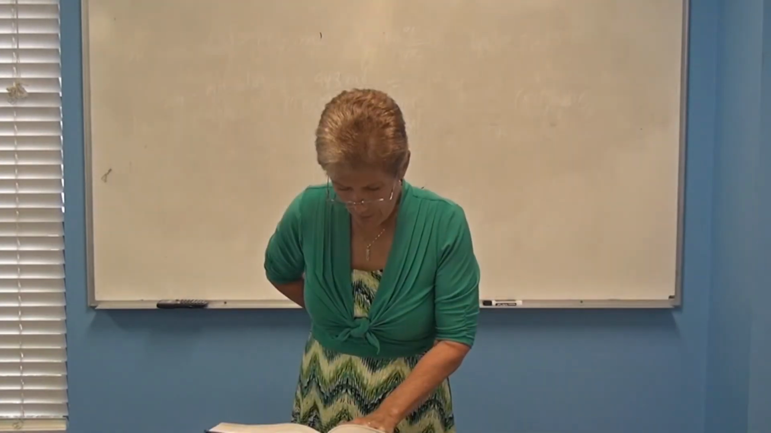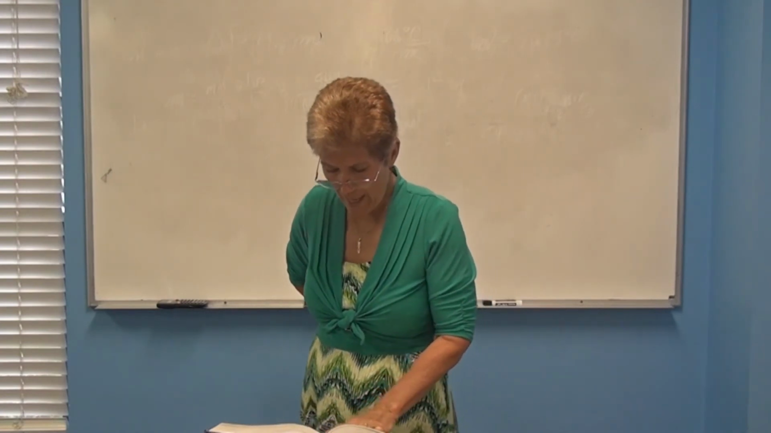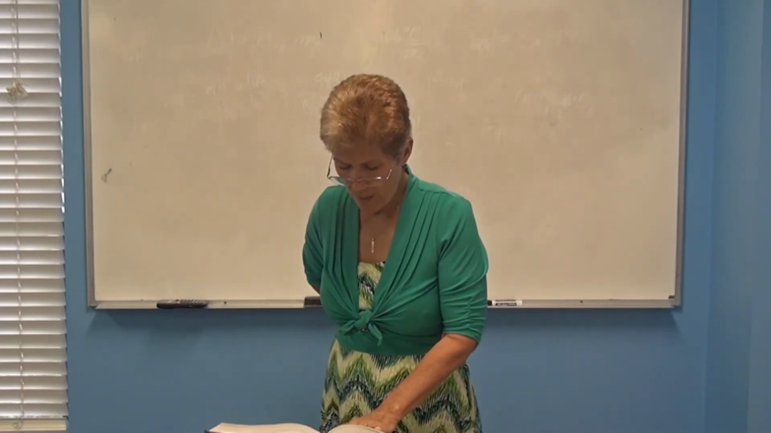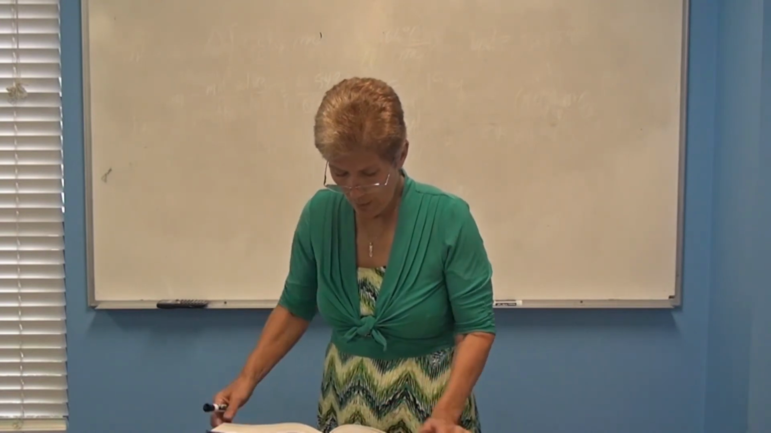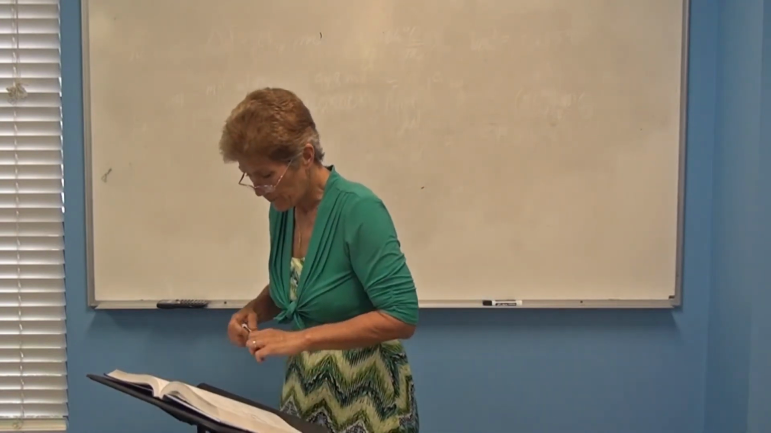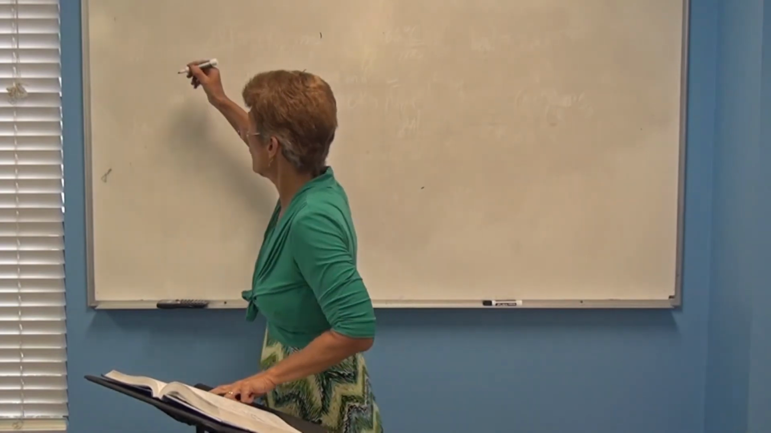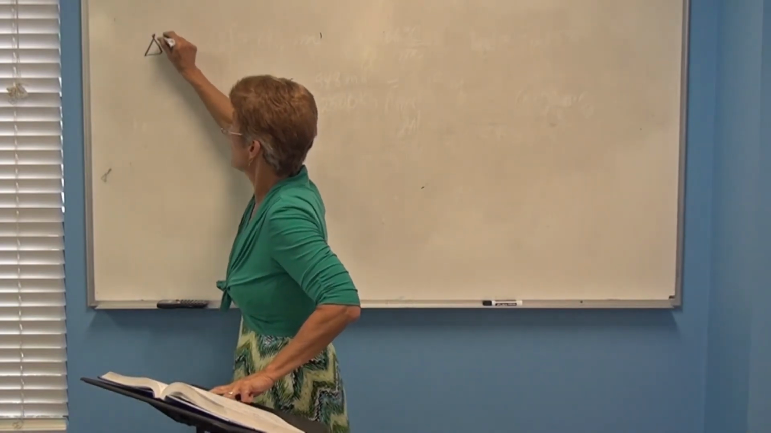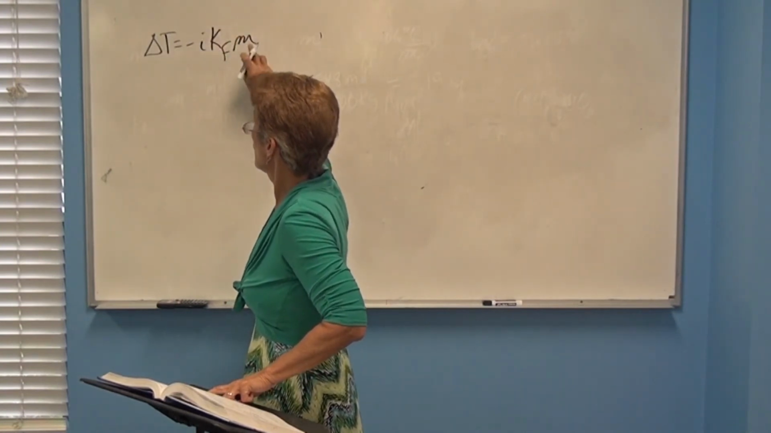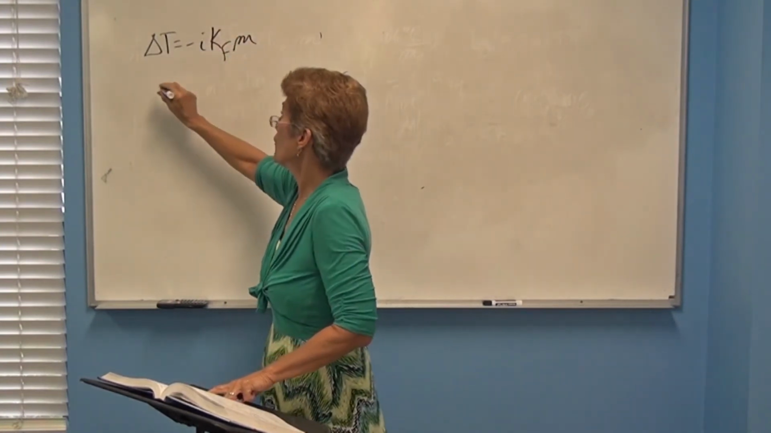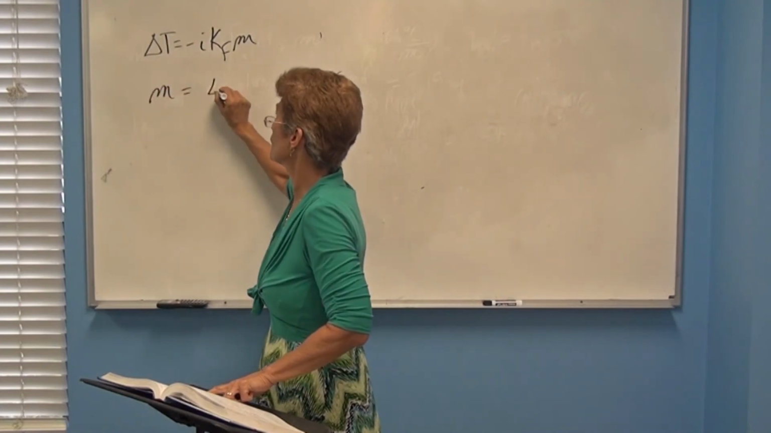Number 21. A solution made from water and N2H2 has a freezing point of negative 1.5 degrees Celsius. What is the molality of the solution? Well, remember, we know that, so now we're looking for molality. So I'm going to solve for that.